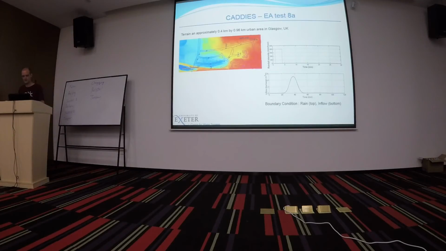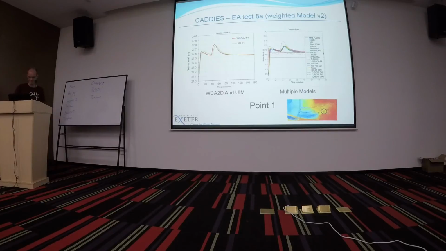So this is the Environment Agency test 8A, which is a little bit more realistic. So we have a terrain that's got roads and buildings in it. And we're going to have both a pluvial event, so rainfall, and we're going to have an inflow, so something like a pipe burst up at this point here. It's actually modeled on an area. As you can see, we're doing reasonably well here. There's some disagreement between all of the models. Doing quite well.